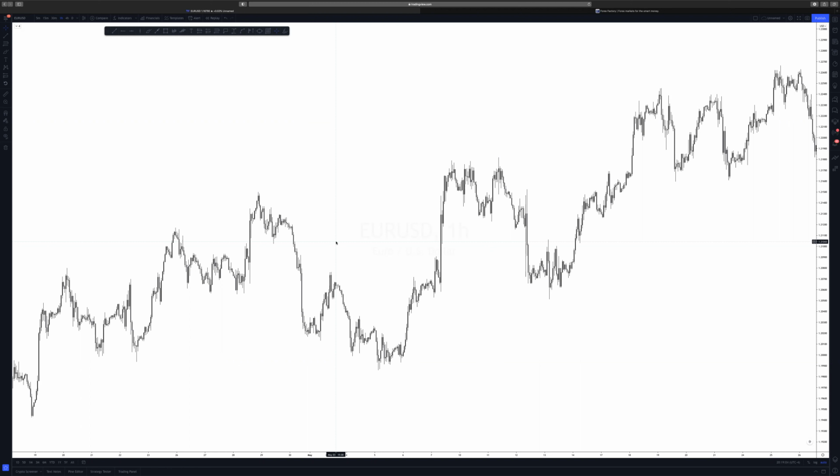And with that being said, the larger wick tends to be targeted first, right? As there's more liquidity sitting there, and the market is always going to be targeting the most liquidity within a certain range or anything like that. And the same goes for smaller wicks.